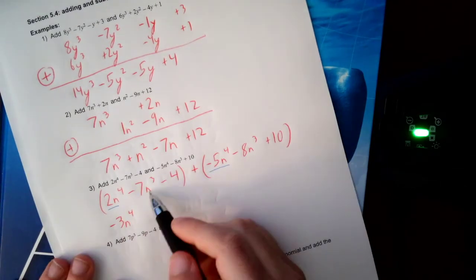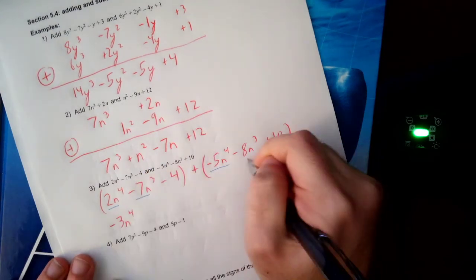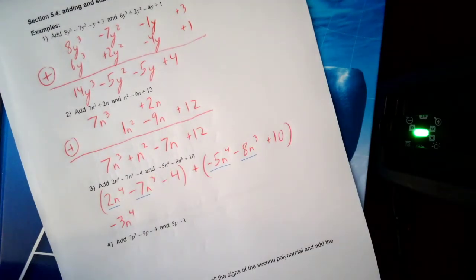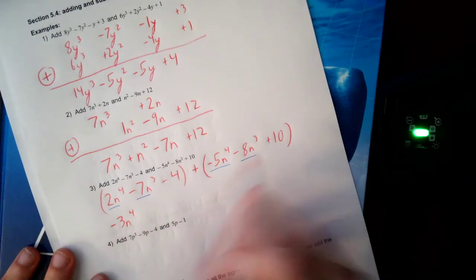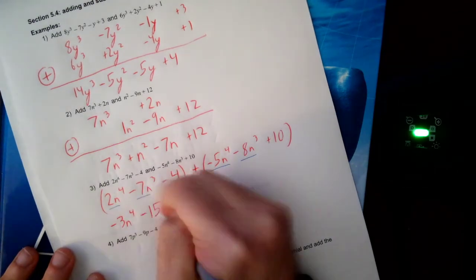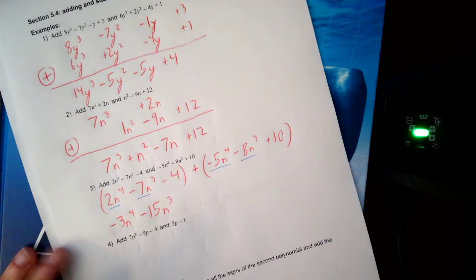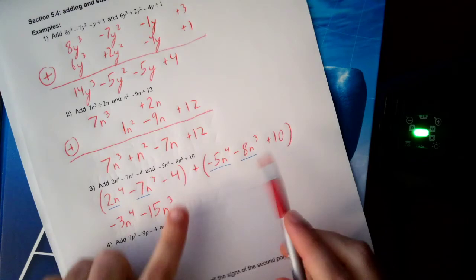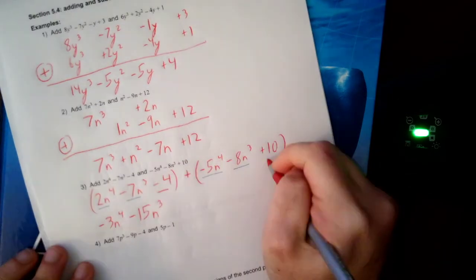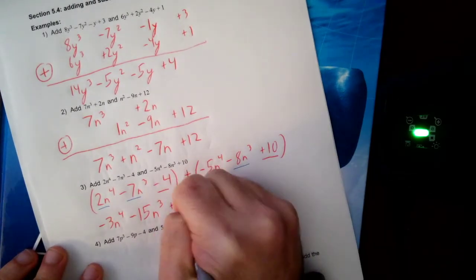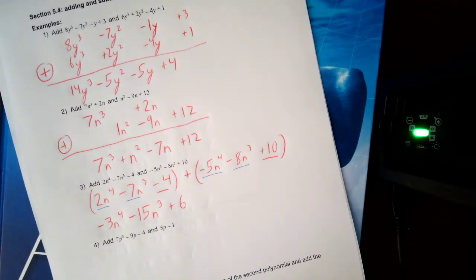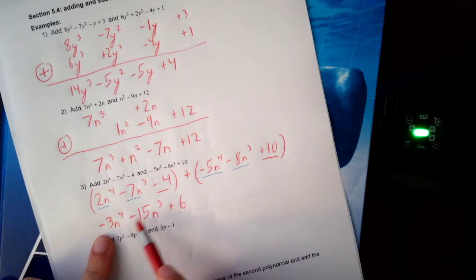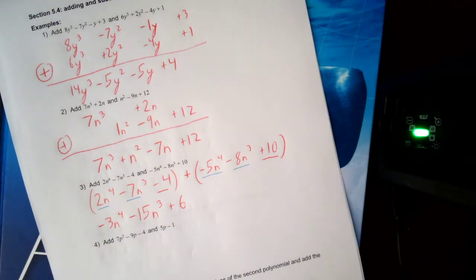Next, I check out the n to the thirds. I've got 1 here and 1 here. Well, I'll have negative 7 and negative 8. Those add to be minus 15 n cubed. Next, I would look for n squareds. There are none. I would also look for n's. There are none. There are no n squared or n terms. So I move on to the constants. Negative 4 and positive 10 combine to be plus 6. So I get negative 3n to the fourth minus 15n cubed plus 6.